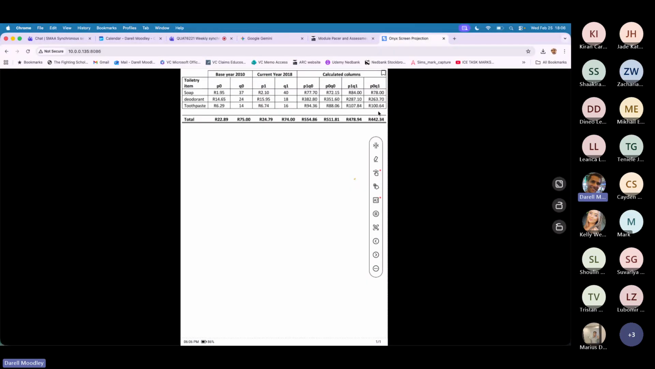All right, so what you will be given is typically these columns here, what I'm highlighting up to there. And I'll explain what that data is now. If you look at, let's just look at soap on the left, okay? All these items, soap, deodorant, toothpaste, these are just 3 items, specifically toiletry items that we're using to calculate index numbers for. All right, so here it is specified that the base year is 2010.